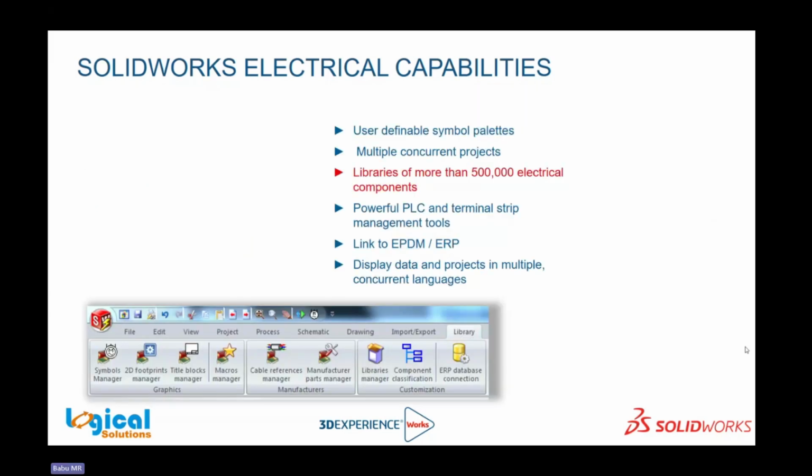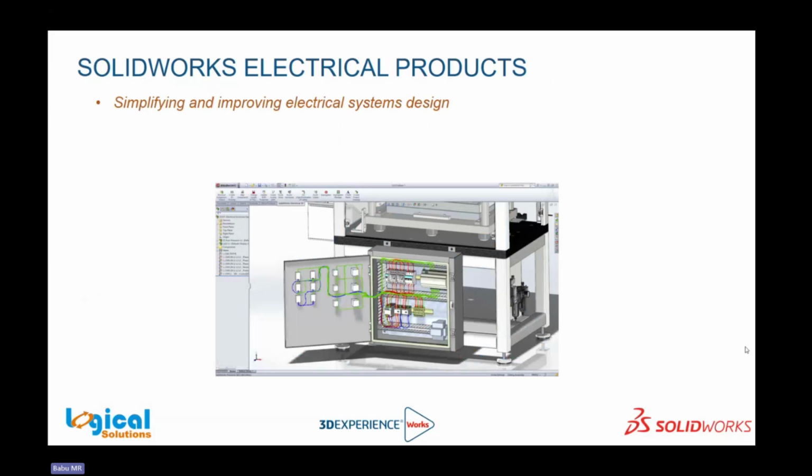Okay, and also it comes along with 5 lakh inbuilt library components, which can be completely customizable, and it will include your symbol managers, 2D footprint manager for GA drawings, title block manager and cable reference manager, and also manufacturer parts, which are catalog details, and this can be customized as per our company standards.